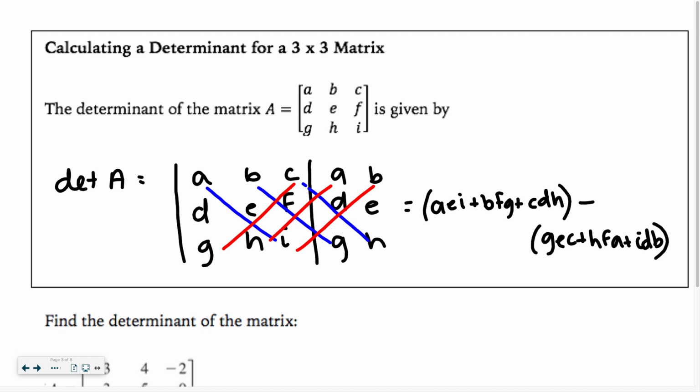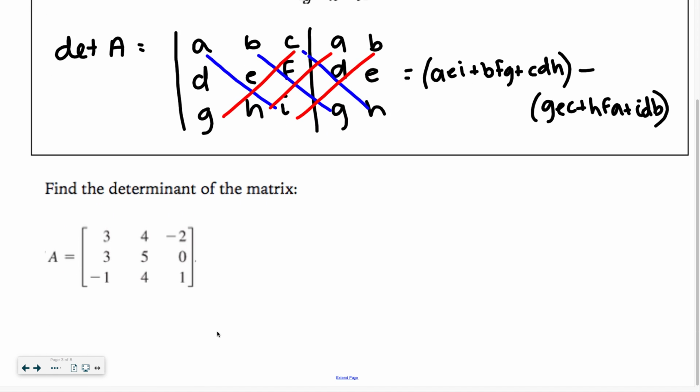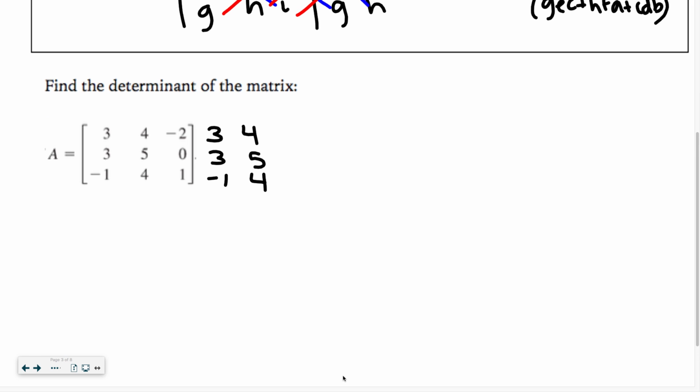All right, let's do the determinant for 3 by 3. Down below. Copy the first 2 columns. 3, 3, negative 1. 4, 5, 4. And I like to do my diagonals. I like to get my work pretty organized so that if I make a small multiplication error, I can find it. So I do this.